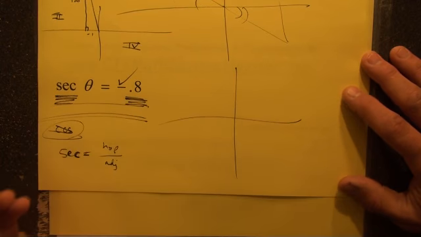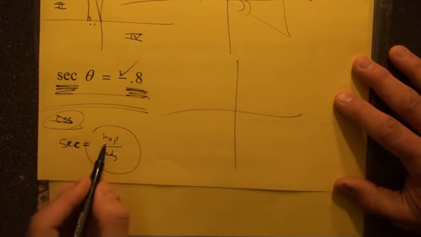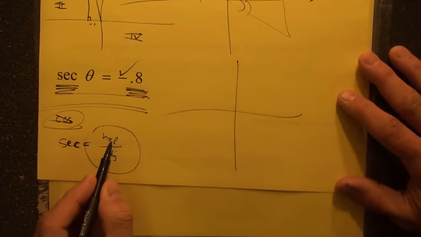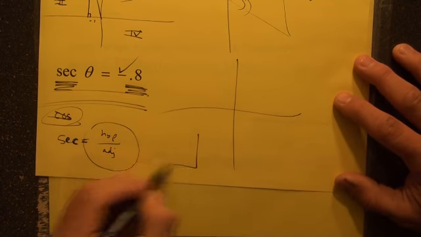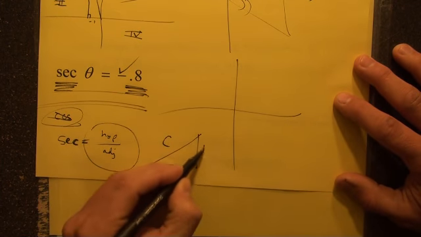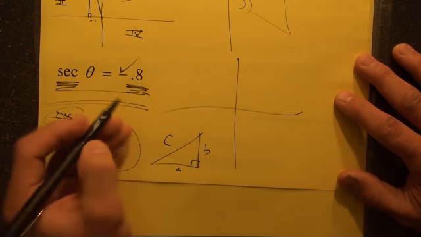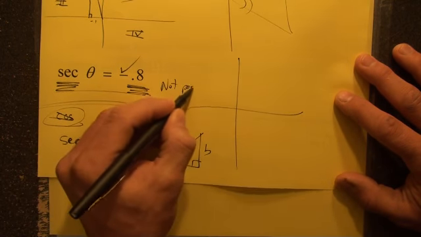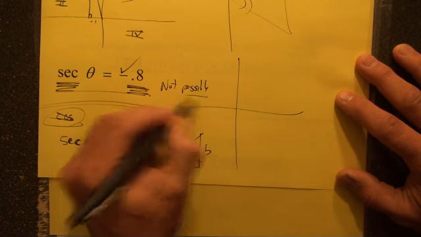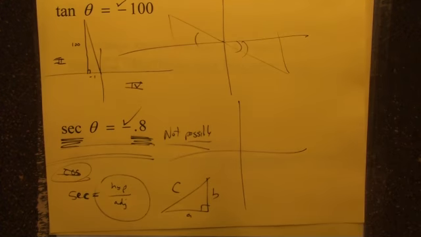But is it possible to be less than 1? Is it possible for the hypotenuse over adjacent to be less than 1? No. And again, it's because the hypotenuse will always be larger than either of these two. So this would definitely be not possible. Okay, because again, secant's the inverse of cosine. So it looks like secant will always be greater than 1.